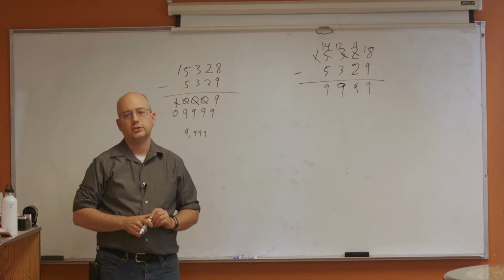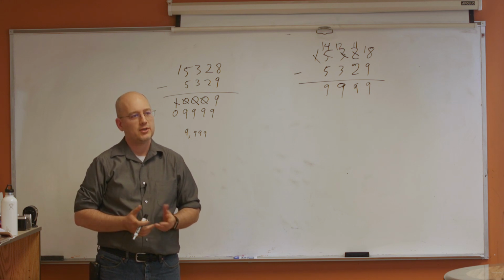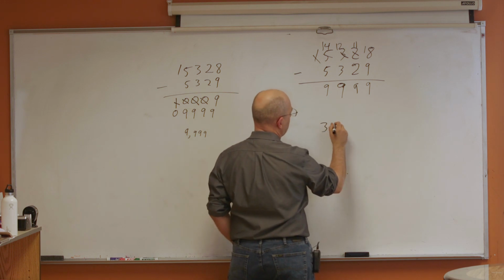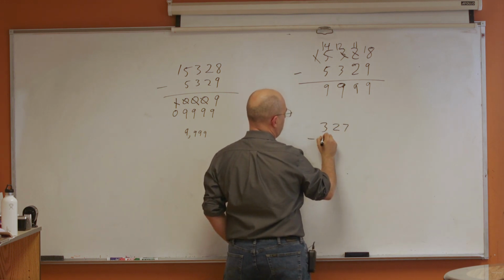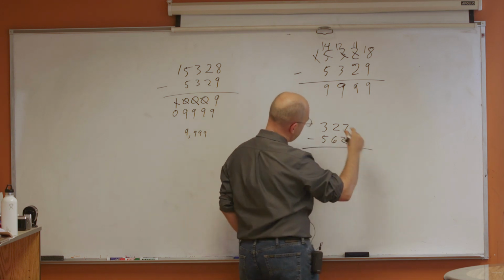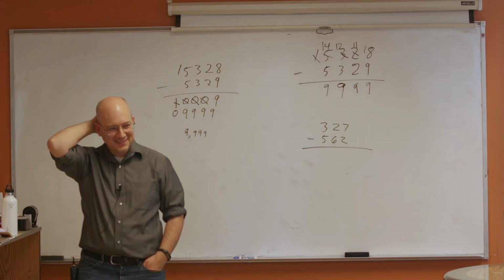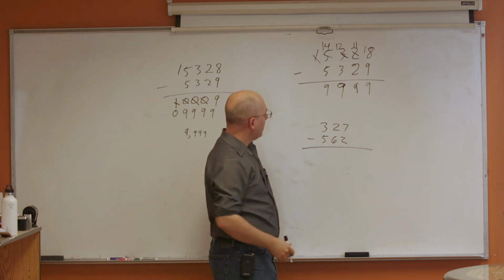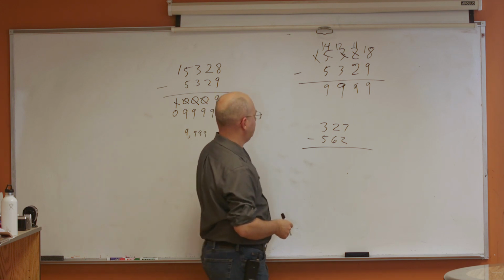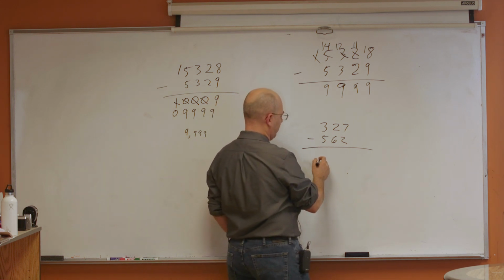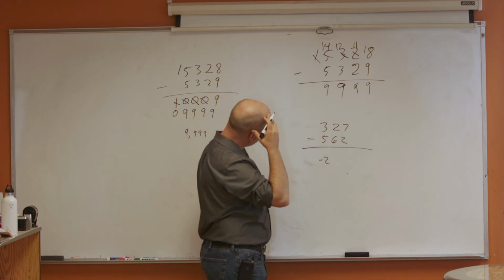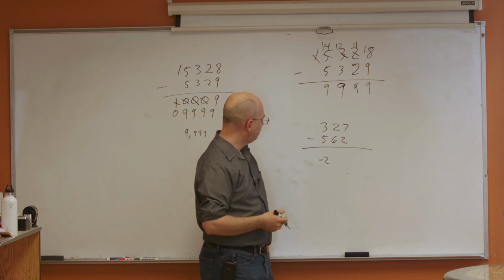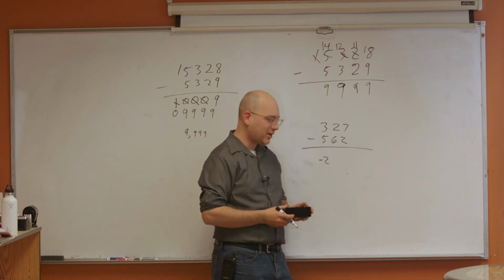So, questions about that? That's subtraction for you. Let me try another one. 327 minus 562. Okay. Going left to right. 3 minus 5, a minus 2. Can't do that. Like, that's weird. You gotta borrow from someone. You got to borrow from someone, right?